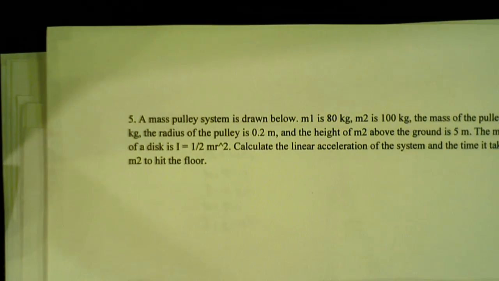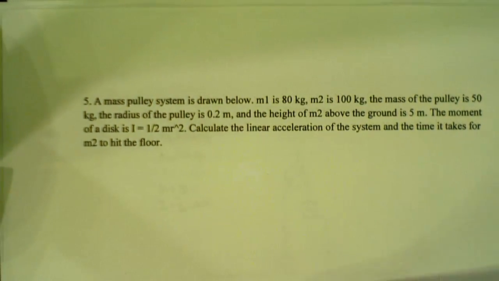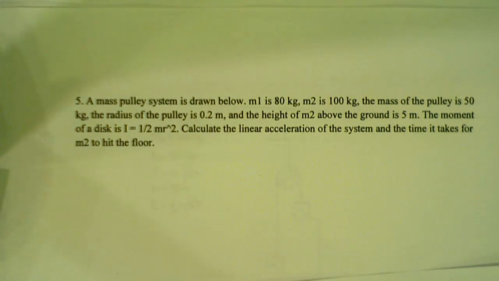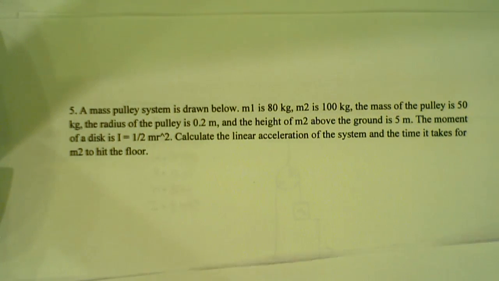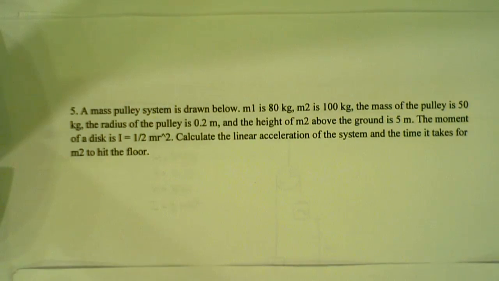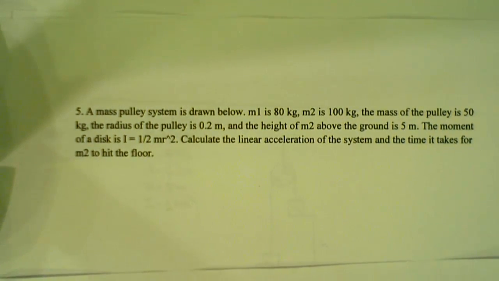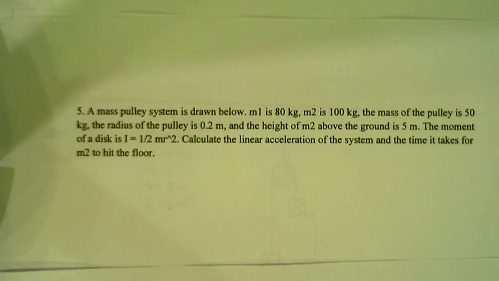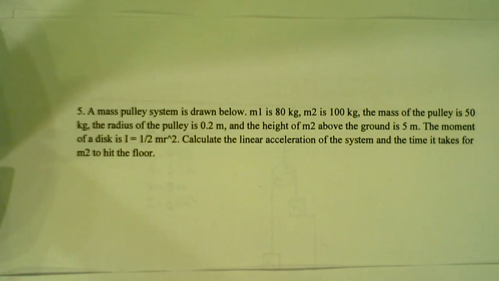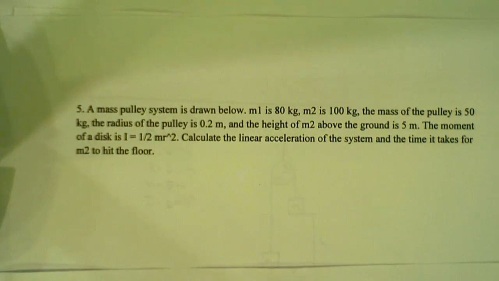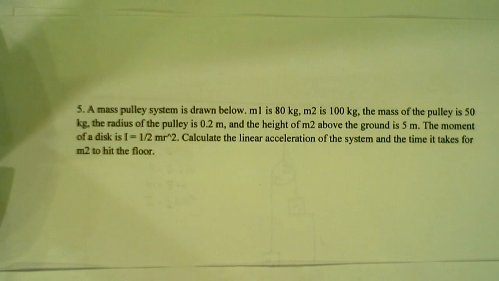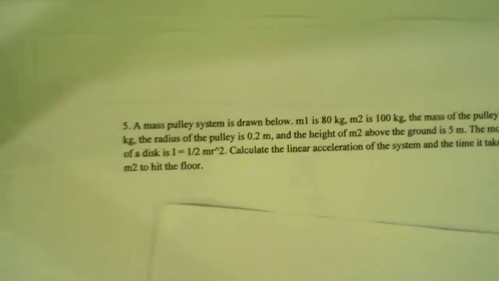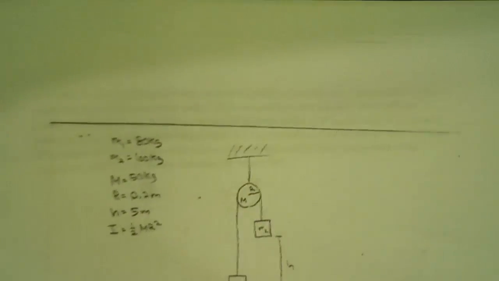This one has to do with torque and Newton's laws. So a mass pulley system is drawn below, which you can't see yet. M1 is 80 kilograms, M2 is 100 kilograms. The mass of the pulley is 50 kilograms. The radius of the pulley is 0.2 meters. The height of M2 above the ground is 5 meters. The moment of inertia of a disk is 1/2 mr squared. And the question asks to find the linear acceleration of the system and the time it takes for M2 to hit the floor. And so you'll understand everything when I show you the picture of what's happening.